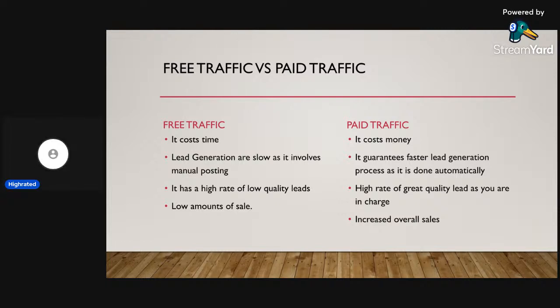So now, remember, you don't have to pay money for it, but it definitely costs time, no doubt. And you have to pick one or the two if you are serious minded on this journey. Then now, as a result of that, lead generation is slow most of the time, as it involves manual posting.